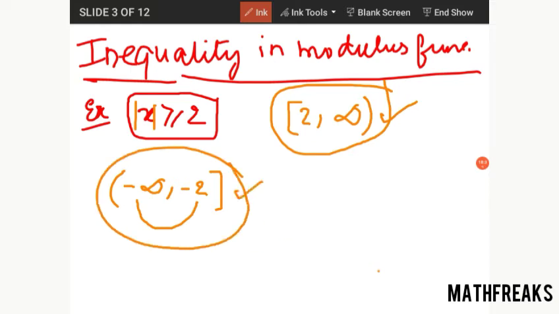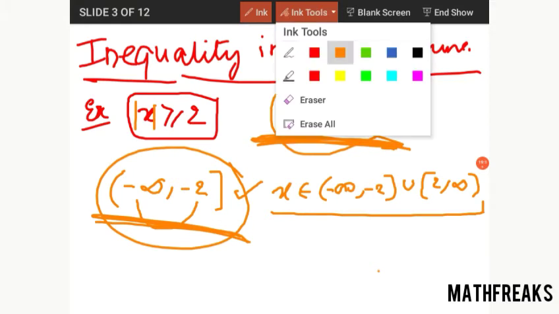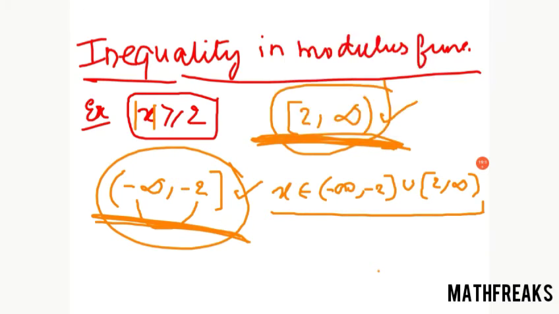So what we can finally write is: x belongs to (minus infinity, minus 2] union [2, infinity). If you are not understanding these notations, please watch the previous lecture, where I have explained them. This range was pretty obvious, but you have to think about the other one also, because since we are talking about mod, we cannot neglect the negative values of x. I hope this inequality is clear.